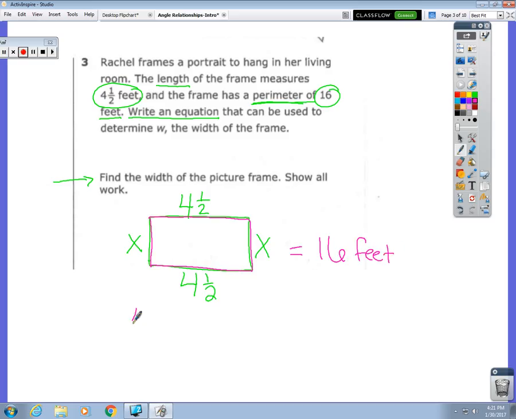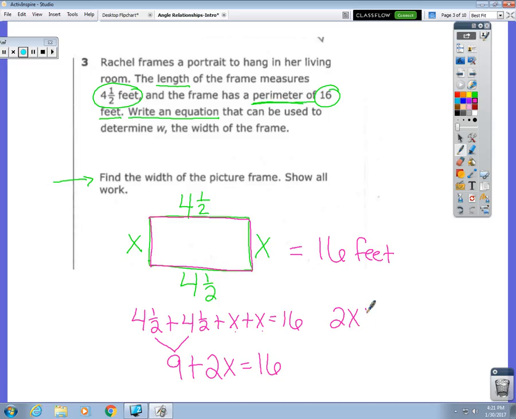So what we have is 4.5 plus 4.5 plus x equals 16. Now you can add the numbers together. 4.5 and 4.5 is going to equal 9 plus, how many x's are here? We have 2 x's, so we're going to put 2x equals 16. This is just a 2-step equation that we can solve now. If you want to rewrite it, 2x plus 9 equals 16. That is the exact same thing as this right here.